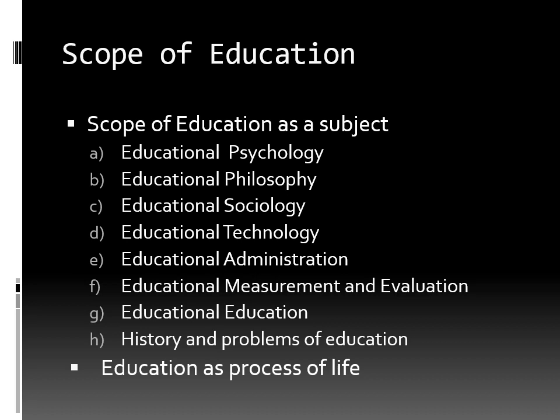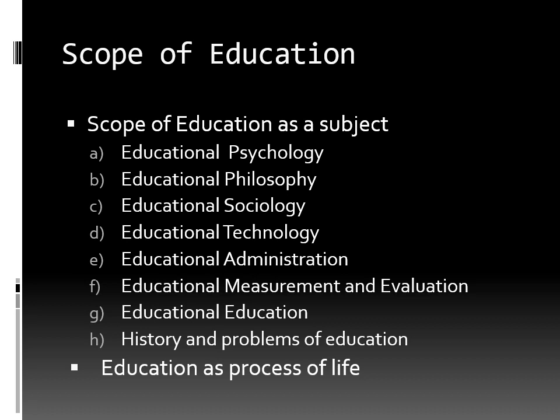Special education. This discipline refers to the method of imparting education to divided groups of society, handicapped or backward and talented or superior. Relative importance of special and integrated education is also studied here. History and problems of education. Under this division, we study the nature and pattern of education from the ancient period to the 21st century and their related problems. The final one is education as a process of life.